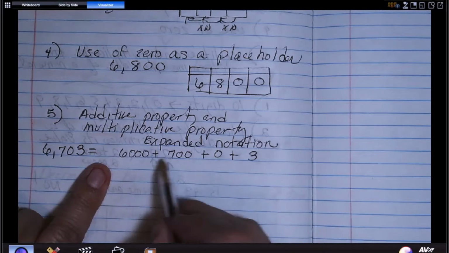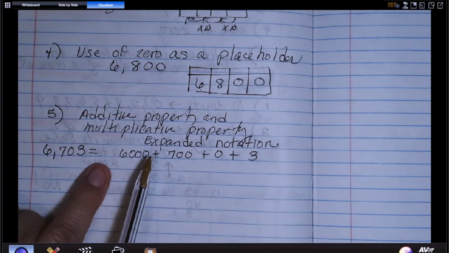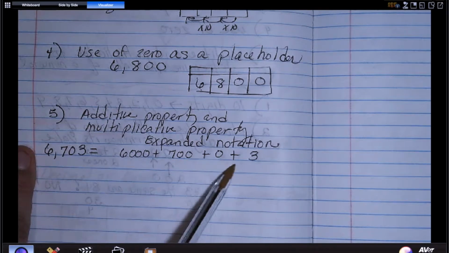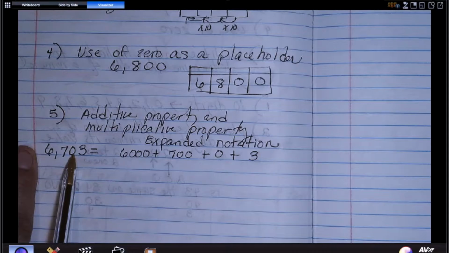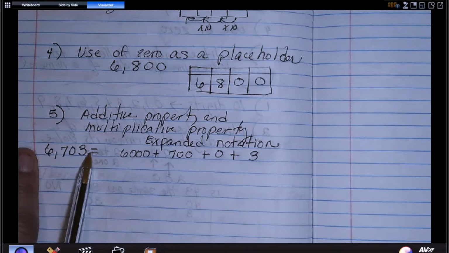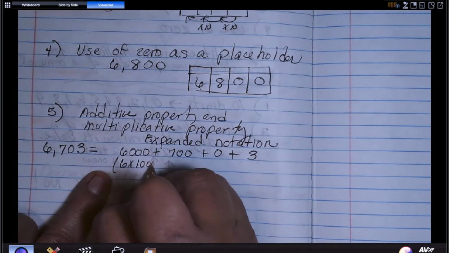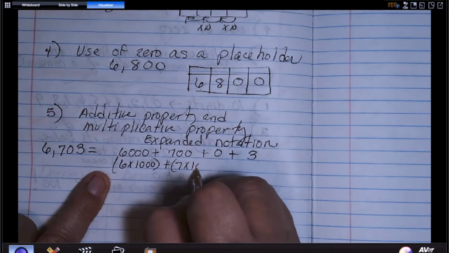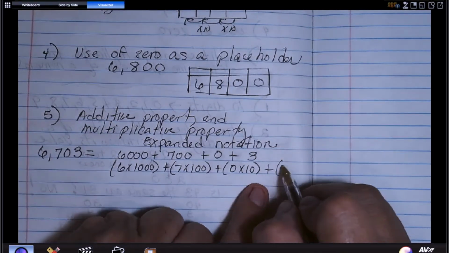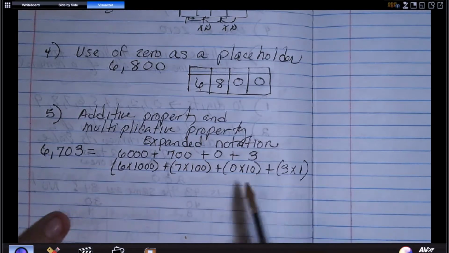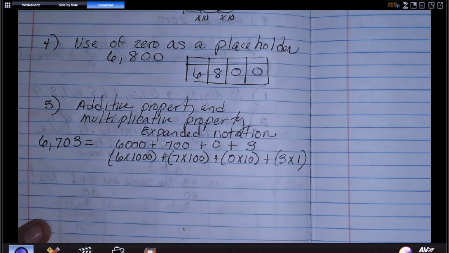Okay, so that is additive. I am allowed to add their place values to get the sum. The sum becomes that value, 6,700, 0 tens, and 3 ones. If I want to bring in the multiplicative, I know that I have 6,000s, 700s, 0 tens, and 3 ones. Additive, multiplicative. It's just different ways to represent the same number.